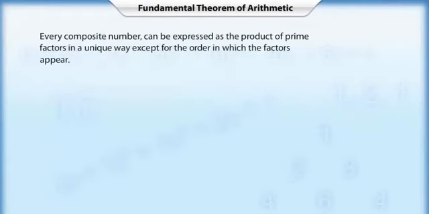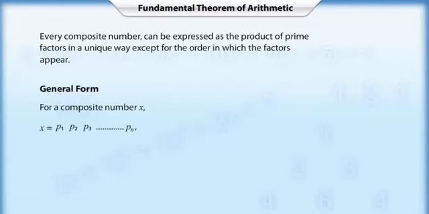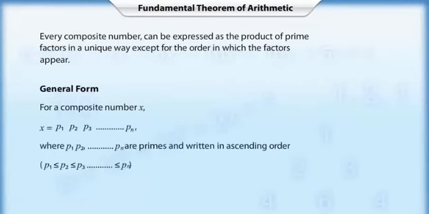Every composite number can be expressed as the product of prime factors in a unique way except for the order in which the factors appear. This is known as the fundamental theorem of arithmetic. It simply means that a given composite number x will have a unique prime factorization of the form p1 into p2 into p3 and so on till pn, where all the prime factors are in ascending order.